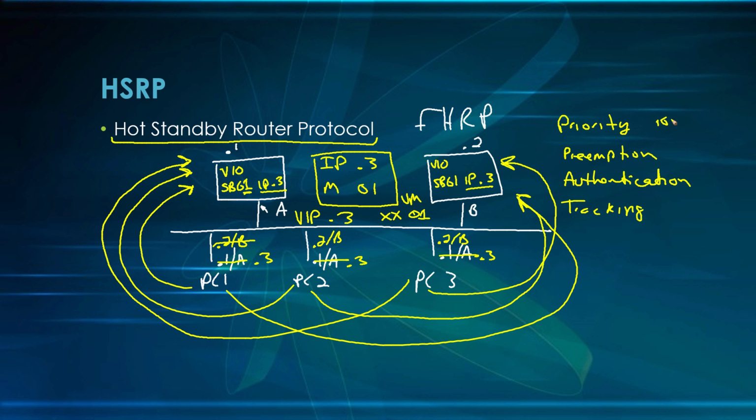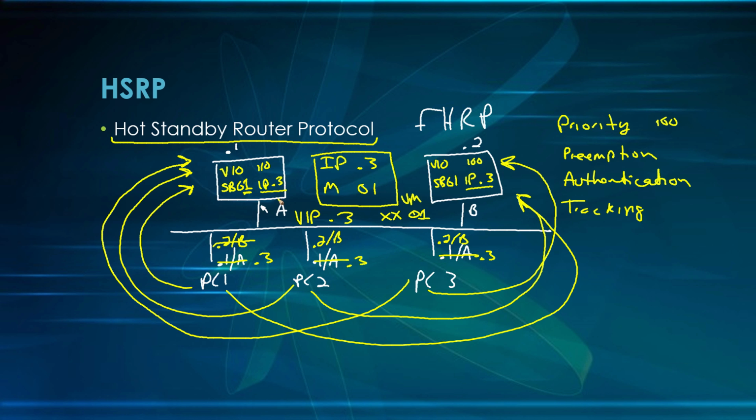By default the priority is 100, and if I want a particular device to take over, I'm going to set the priority to, say, 110. So I want this guy to be 110, and this guy will be 100. You don't type in priority 100, he automatically has that. What ends up happening is this guy becomes the active device, and this guy goes into standby. It's active and standby.